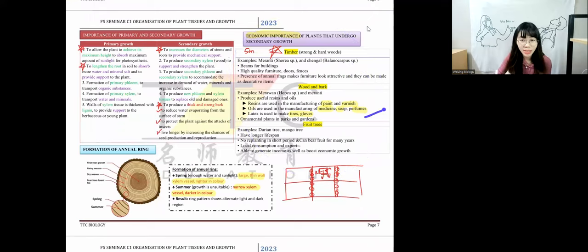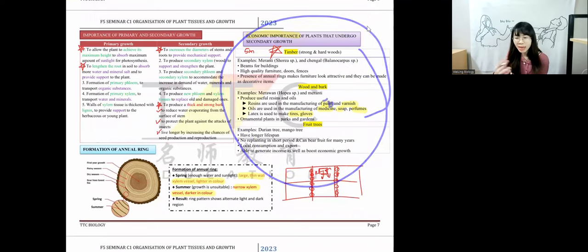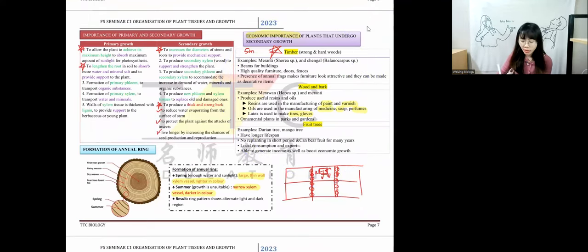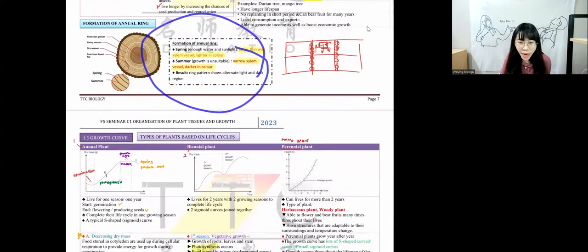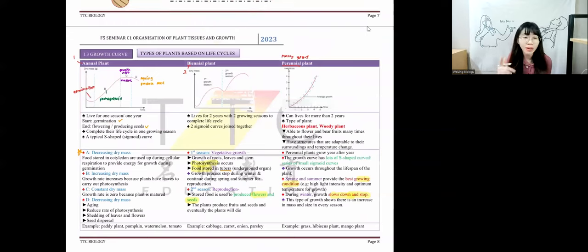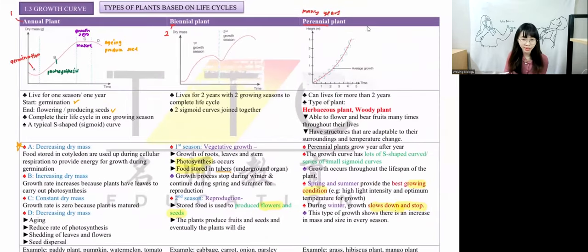What is the important one? Okay, this is the important thing. Sometimes 2 or 3 marks, they ask you about the formation of annual ring. Page eight, if you only want to study one part, then study annual plant. So this is the growth curve. Okay, anybody has question on the notes?